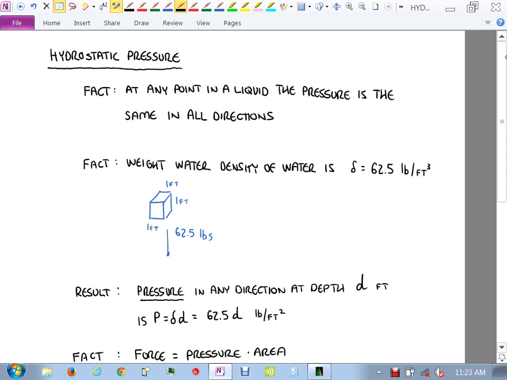The next thing we need to know is if we're talking about water, H2O, then there are certain values for what's called the water weight density. So if you take a cubic foot of water, it's basically going to be applying 62.5 pounds of force. So that's another thing. I mean, that can be measured. And now if it's a different liquid, then it's a different water weight density. With me?